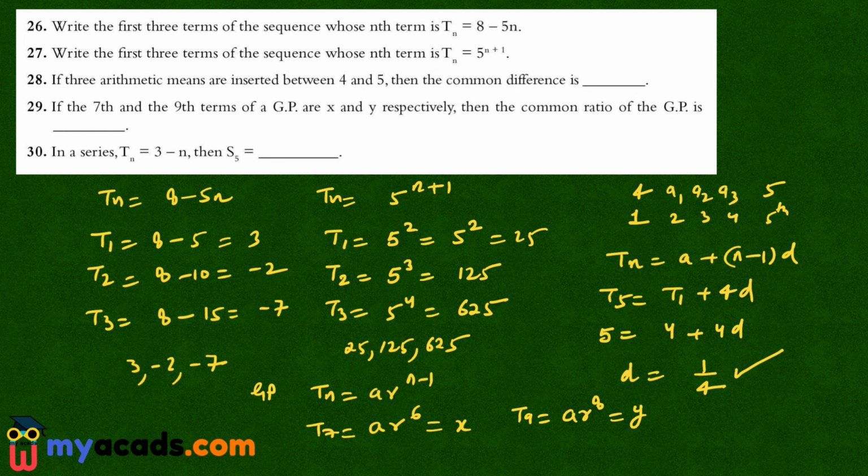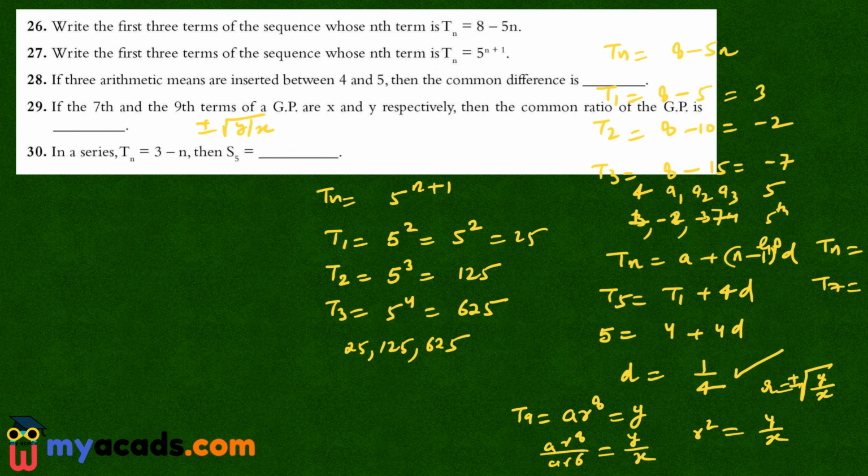So I will divide ar^8 by ar^6, that is y upon x. So r square is y by x. So r, the common ratio, is root of y by x, plus and minus. So the answer is plus minus root of y by x. Now let's see question number 30.